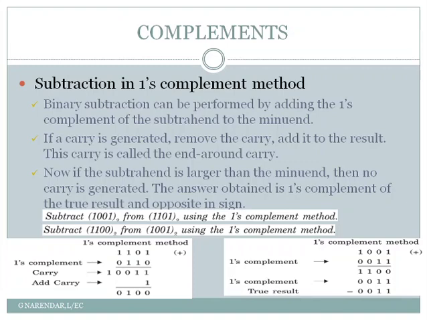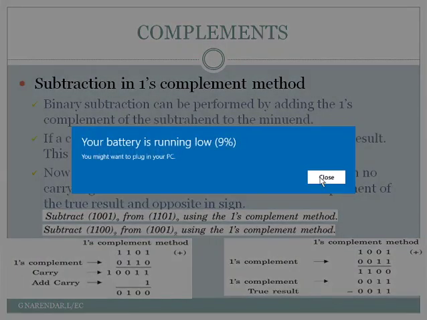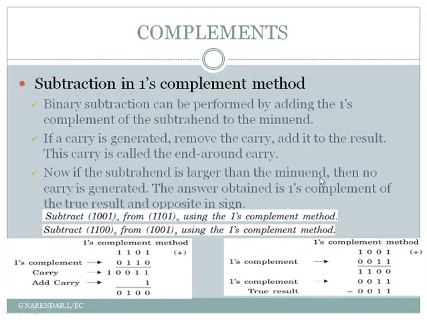But if there is no carry generated, that means it will be in the case when the subtrahend is larger than the minuend. So in that case, the answer is obtained in ones complement form. So what you have to do, you have to get the true result. You take the ones complement of the result and put a minus sign before it. This is how we can perform the subtraction by using ones complement method.